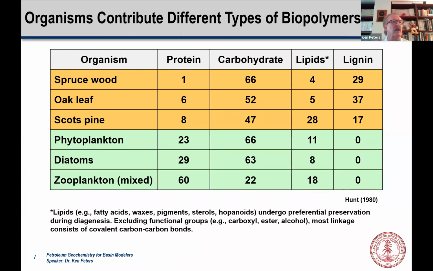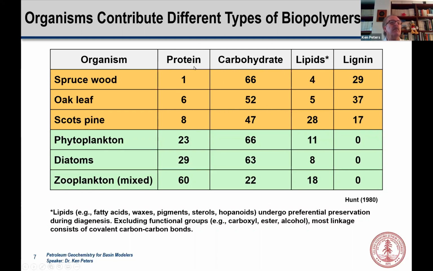I want to come back now and look at biopolymers. These are the major components that are deposited in sediments by living organisms. And I've got just a few examples here from John Hunt's book from 1980. And here we have some higher plants: spruce, oak, Scots pine. You can see they contribute all of these biopolymers. Protein, for example, your hair is protein. It's peptide linkage of amino acids. And carbohydrates, these are basically sugars with glycosidic linkage, sugars like glucose and fructose and galactose. They're bound together to make carbohydrates.